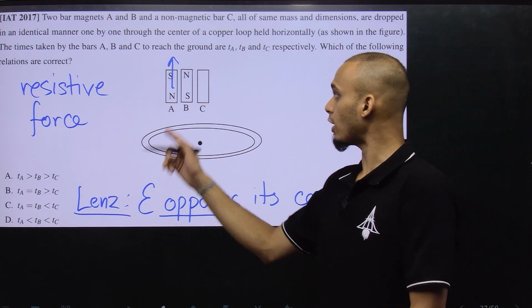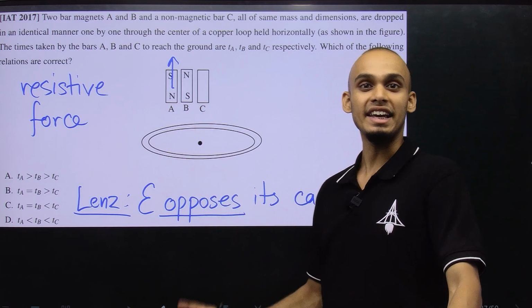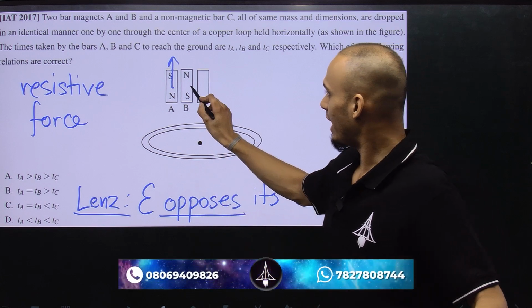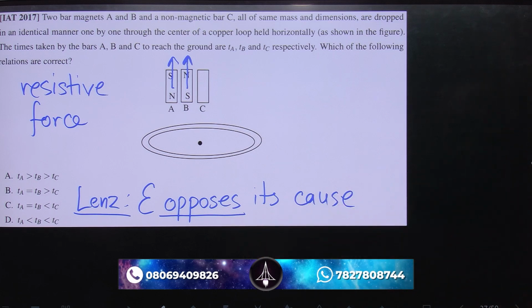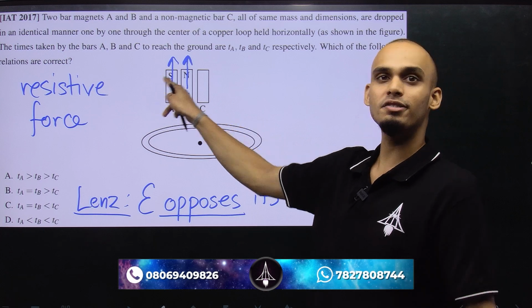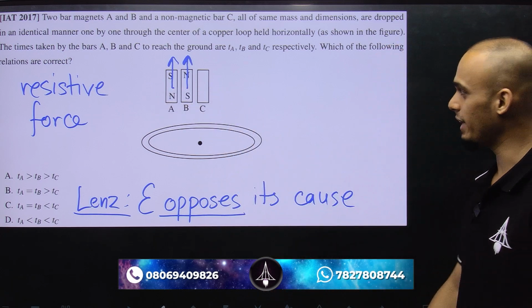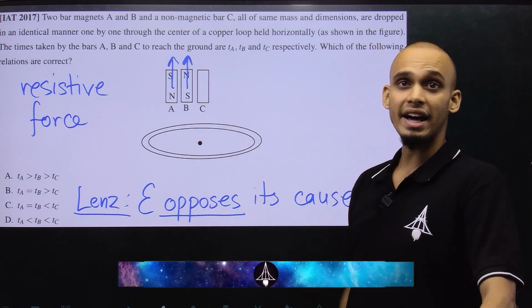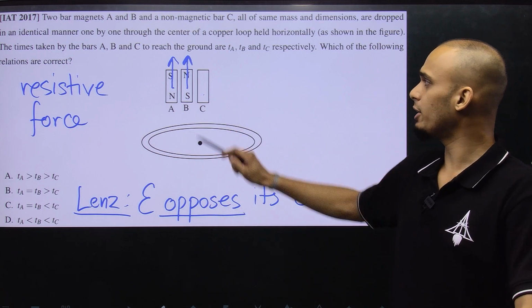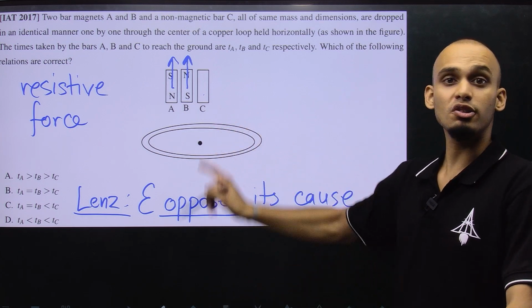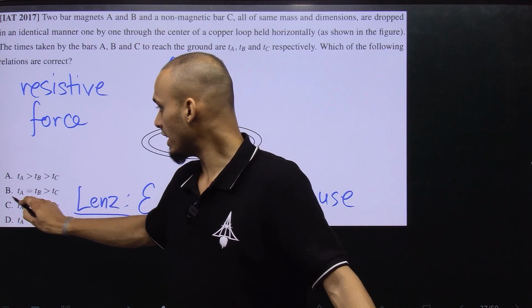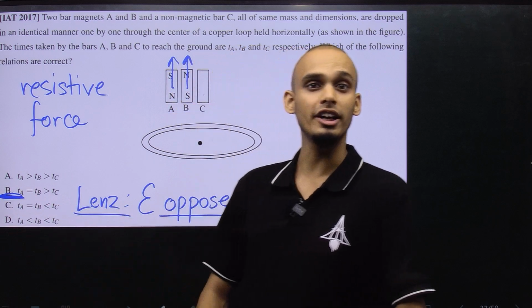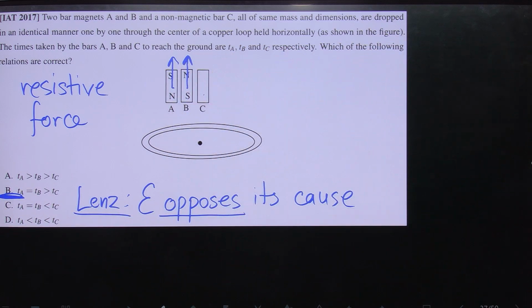Similarly, even if a south pole is facing towards the loop, EMF will be induced such that another resistive force, because it opposes the cause, will be produced. Same resistive force will act on both the objects A and B, and since there is no magnetic properties of bar C, there will be no resistive force on C. So C will fall the fastest, C will have the least time of falling, and A and B will now have equal time of falling because resistive forces are equal.